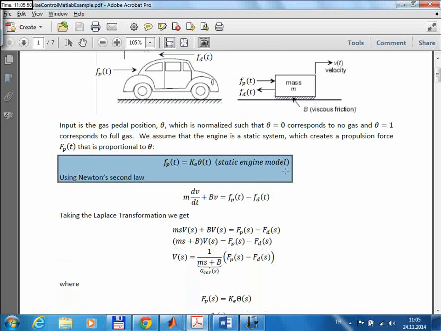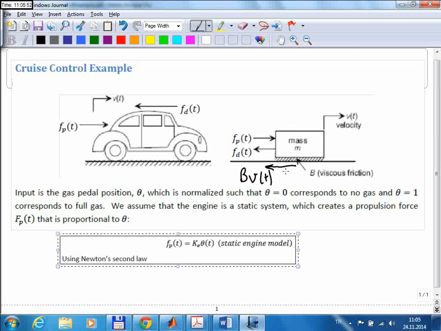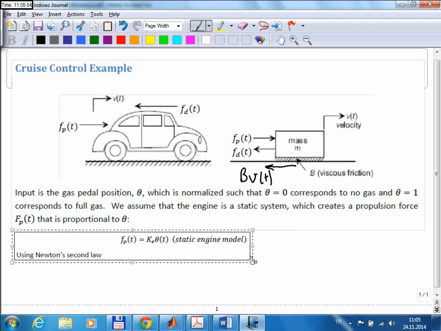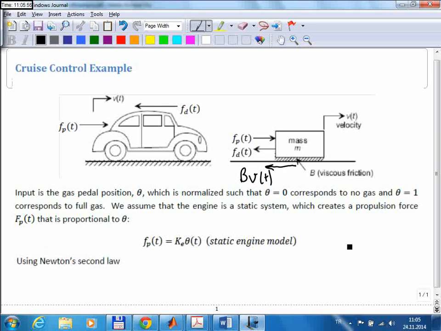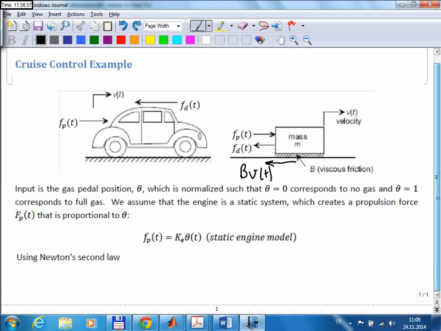We use a static engine model. In other words, the input force we apply to this car is the engine force. But instead of the engine force itself, what we consider as input is the gas pedal position, which is a more realistic assumption, right? So the driver has a gas pedal in front of him. As he pushes on the gas pedal, that gas pedal creates the engine force. Okay? So we have an engine in between, and the input to the engine is the gas pedal position.